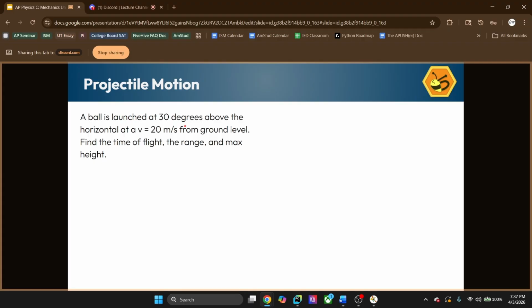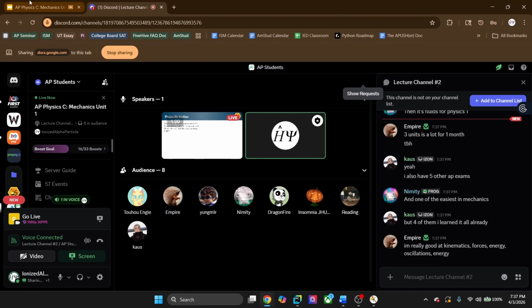This is one of the most common applications of 2D kinematics. A ball is launched at 30 degrees above the horizontal at v equals 20 meters per second from ground level. Find the time of flight, the range, and the max height. This is a very, very common projectile motion 2D kinematics question. This is also seen in AP Physics 1. A lot of this is Physics 1, but just a bit of calculus.